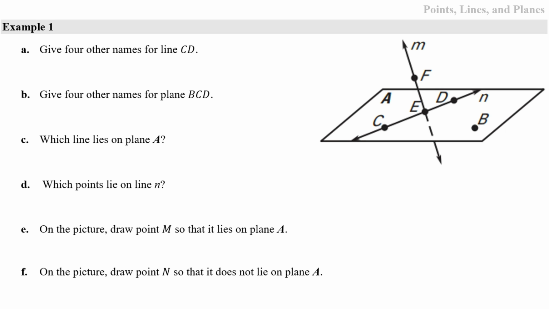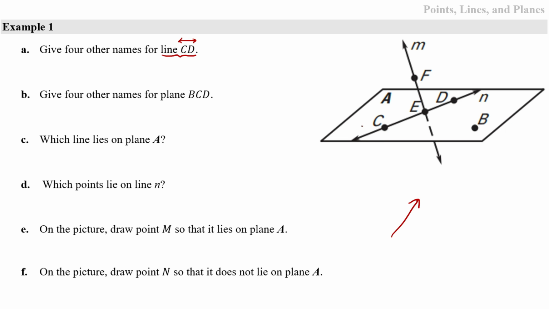All right, so let's do some examples. Here we have a diagram or a picture that we're going to answer questions about, and you notice we have a plane, and let's answer these questions. So for example, example A here, it says give 4 other names for line CD. Now once again, this is one way to write a line, although most of the times you're going to see a line on top of it. Okay, so line CD, and there's one way.